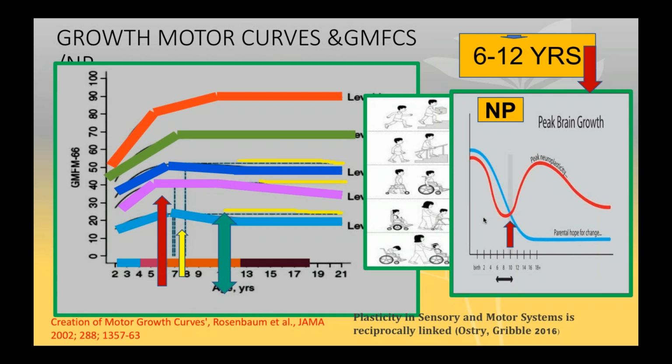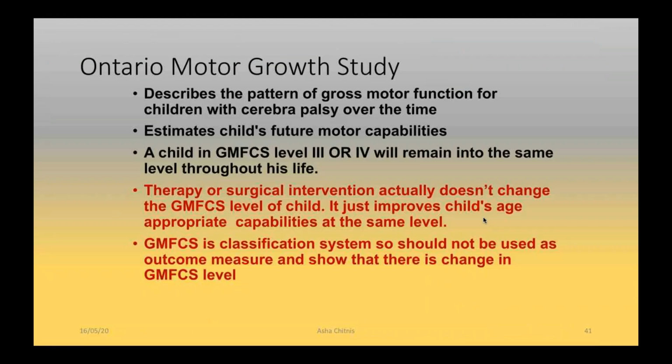So what it really also tells you, it's very important. What I like about this is it describes the gross motor function. It estimates the child's future. Also, a child in GMFCS level 1, 3, or 4 will remain in the same level throughout his life or go down. Guys, one more point to understand. Any kind of therapy you do, you may do Botox, you may do intrathecal baclofen pumps, you may do surgical interventions. They may get him a better quality of life.